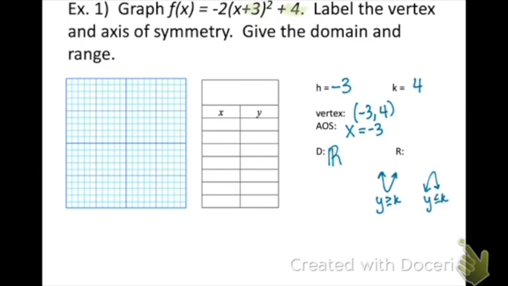So looking up at our equation, we're just looking to see if it's been reflected or not. Since we've got a negative out in front of this 2, I know our graph has been reflected and is therefore facing down. So our range is going to be y is less than or equal to 4. Again, less than or equal to because our graph is facing down, and 4 is my k value. All right, let's fill out our table starting with our vertex in the middle.